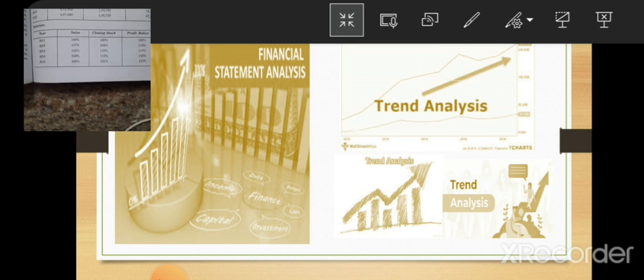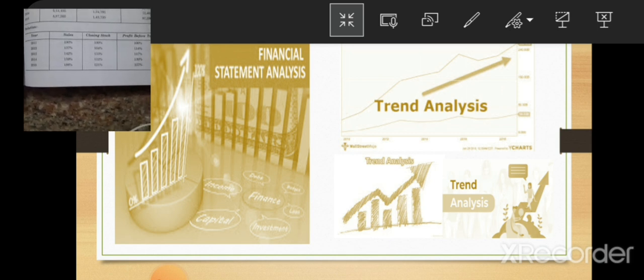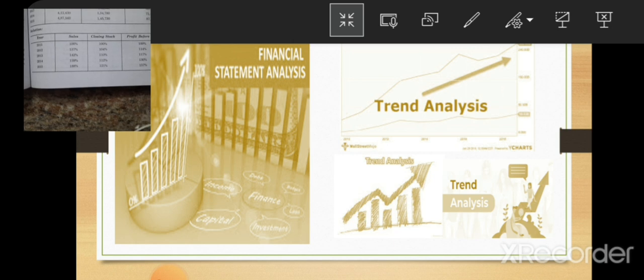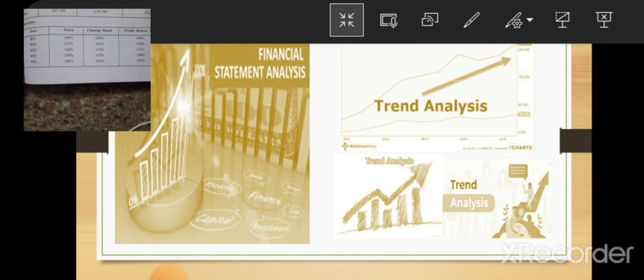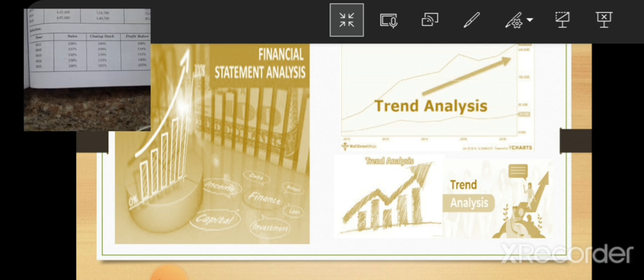For 2011, it is 2,58,680. It is taken as the base, so hence it is 100%. Then for the next year, that is the year 2012, 3,53,460 is the sales. So how to calculate the trend of sales during the year 2012 is, we will divide 3,53,460 by 2,58,680 and multiply that by 100.